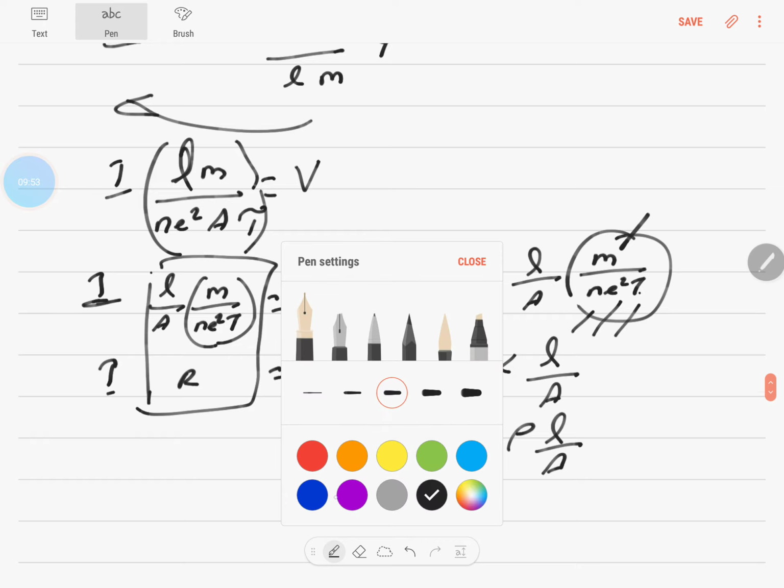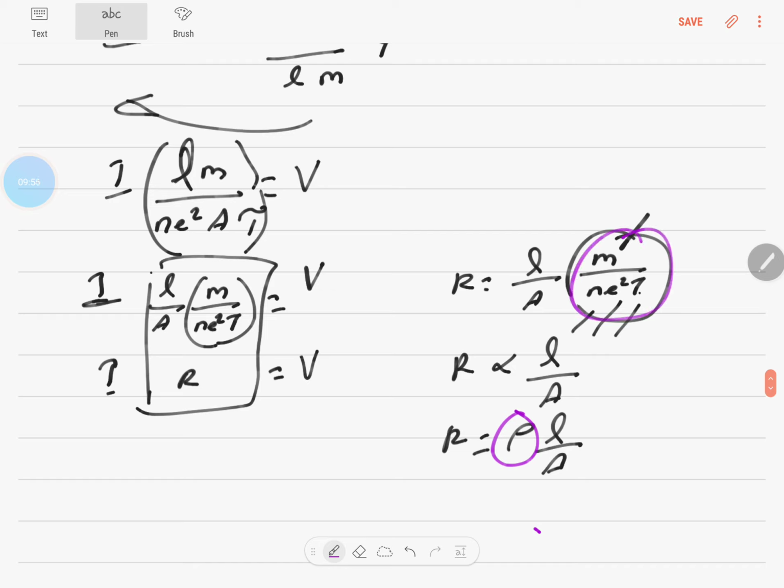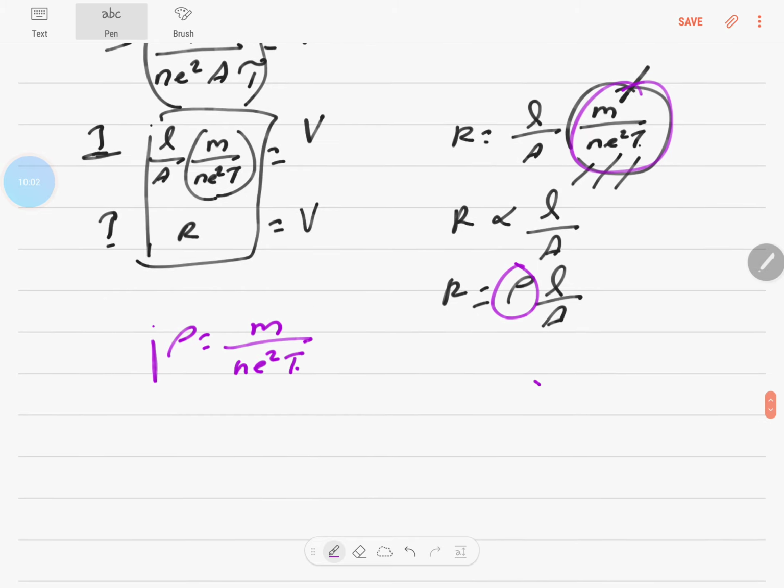Can you see? Thus you know that the resistivity is m by n e squared T. Just for you to recall, you can even say m by neAT, but it's m by n e squared T. That is resistivity. And what is its unit? If you cross multiply, you get ohm meter squared by meter, so it's ohm meter. Okay, so thus you get an expression for resistivity.